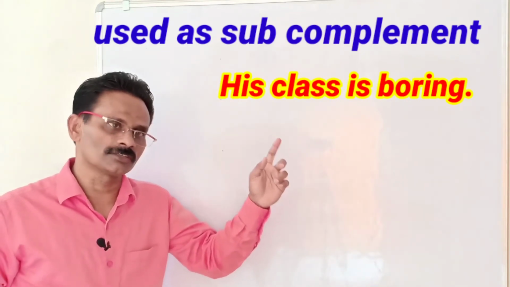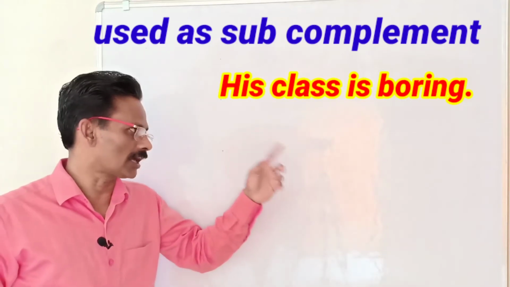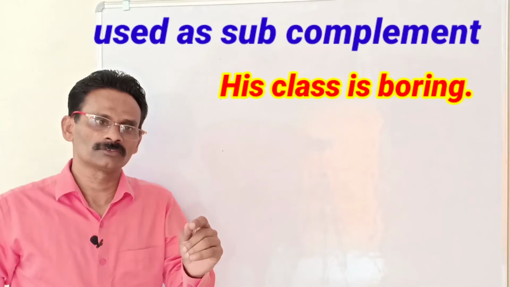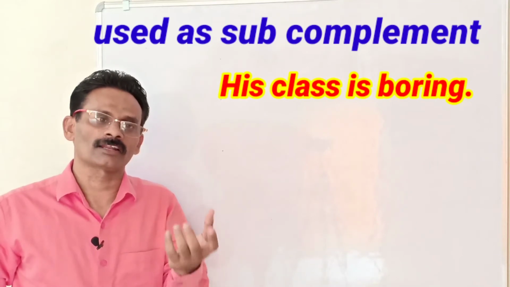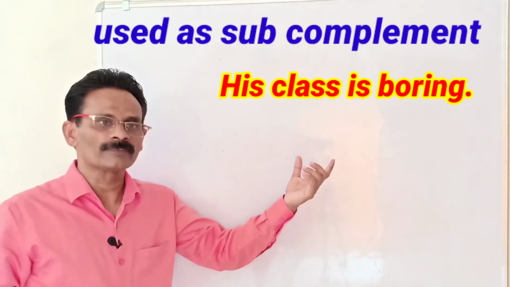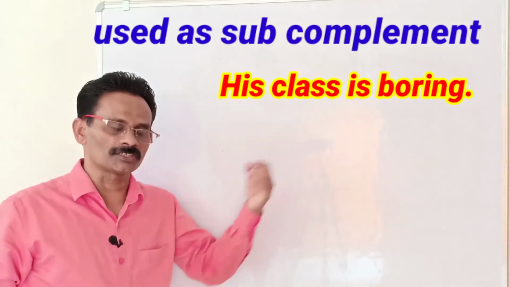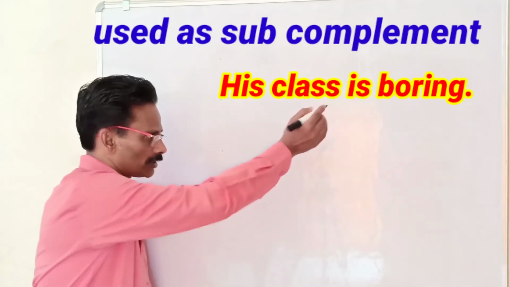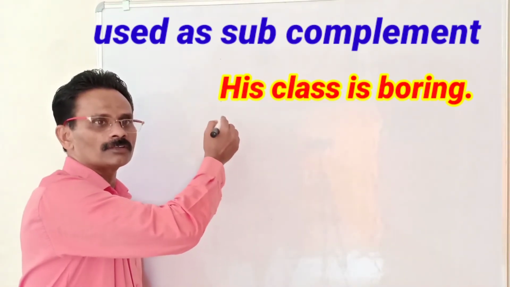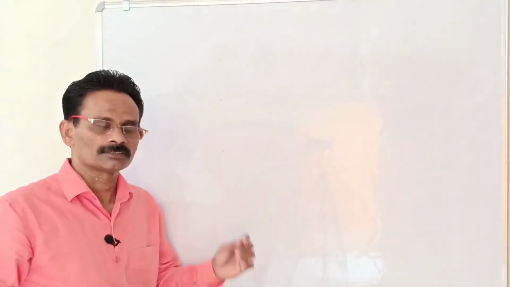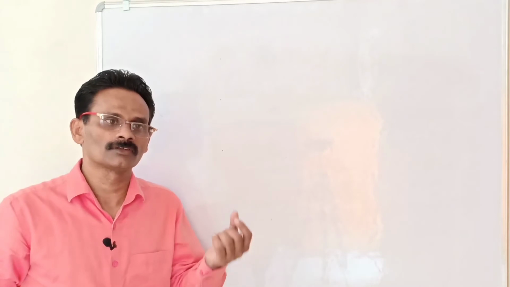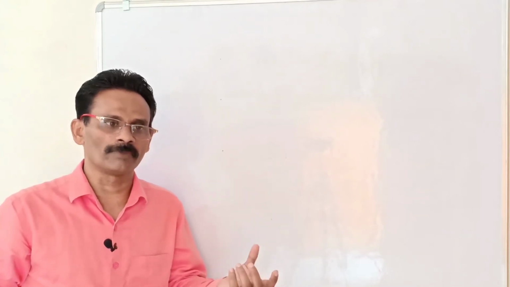His class is good. His class is bad. Bad, good. We know they are adjectives. In the same way, here boring is an adjective. And the word boring modifies, tells about the subject. Thus here present participle is used as subject complement.